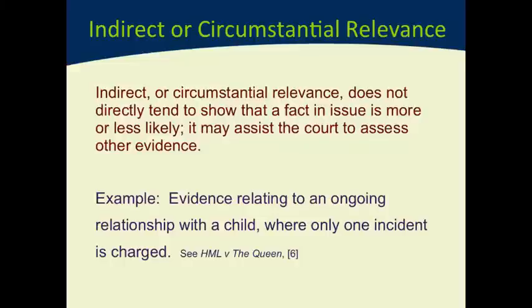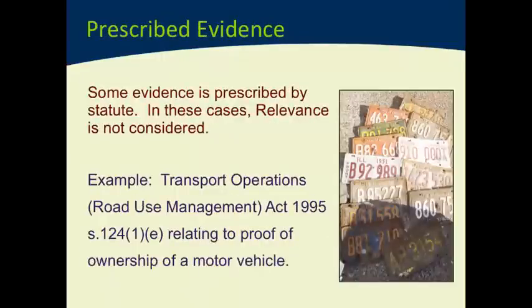So we've talked about direct evidence, which directly has an effect on the likelihood that a certain fact is true. We've now also talked about indirect or circumstantial evidence. The third type of evidence we want to talk about is prescribed evidence. Prescribed evidence is different because relevance is not considered. And the reason relevance is not considered is that the Parliament has already considered it. The Parliament has already said this particular form of proof is going to be regarded as proof of this particular fact because we, the Parliament, say so.